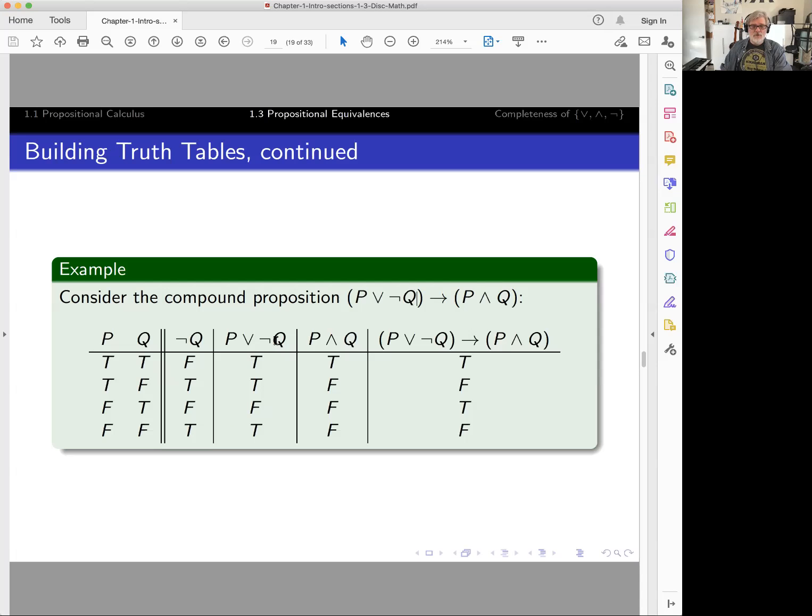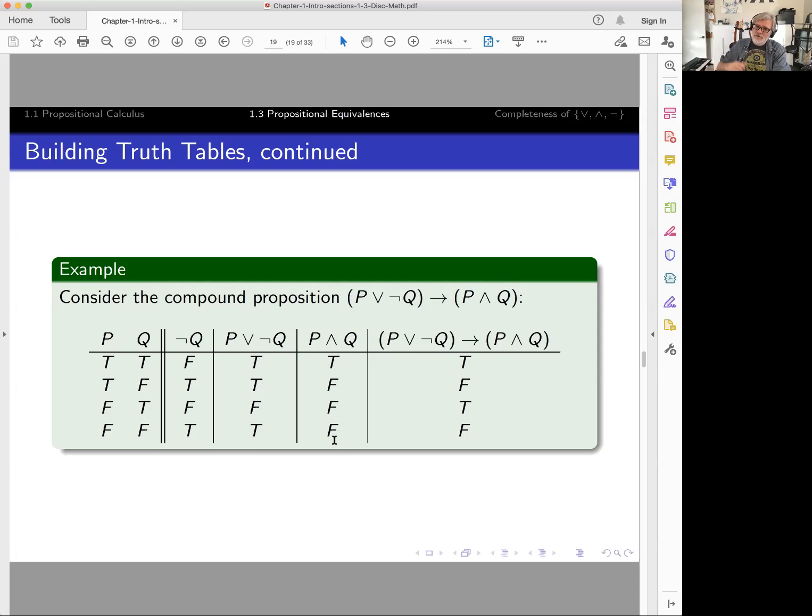So P or not Q gives me true, true, false, true. P and Q is just applying the definition of and directly, right? Recall that and is true if both are true. So true, and all these false. And then I evaluate the implication with these 2 columns. This is my hypothesis. This is my conclusion.